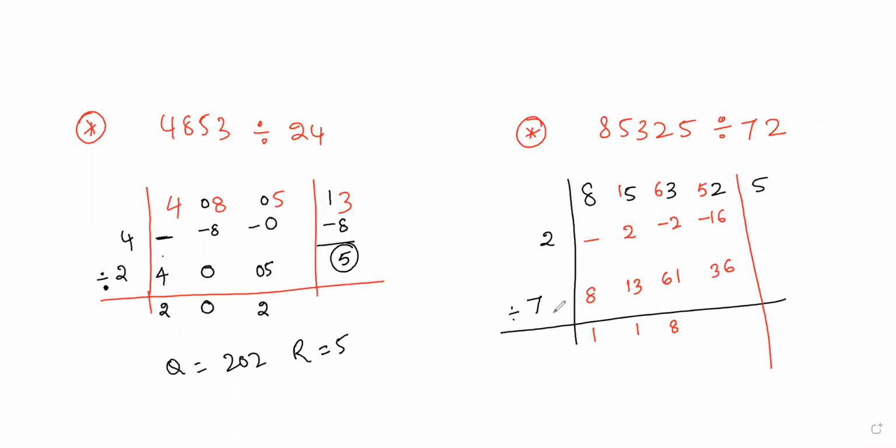And after that, we are dividing with 7. So 5 times you can take or not. Yeah, you can take here. 35 if you are subtracting from this, 1 will be the remainder. And 2 times of 5 will be 10. So we are subtracting 10. So 5 will be the remainder. So quotient will be 1185 and the remainder will be 5.